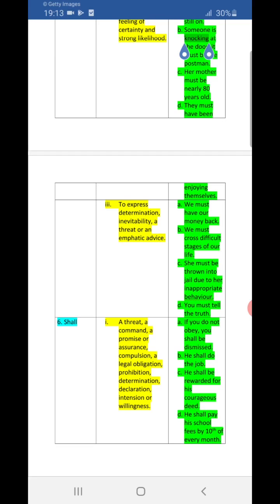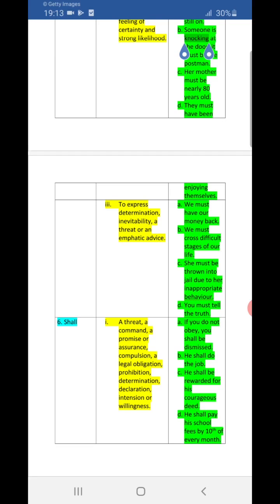Next, number C. She must be thrown into jail due to her inappropriate behavior. So this is basically a threat. Okay? That she must be thrown into jail. This is basically what? A threat.